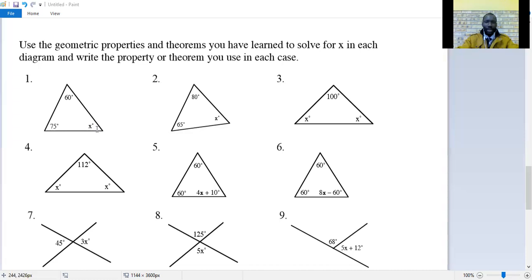So I decided to make a really quick video so that we can discuss these first three questions, and you see how you can use the knowledge to help you discuss these next three questions. We use the fact that the interior angles of a triangle add up to 180 degrees. What that means is that when you add 60 to 75 and to X, you must get 180 degrees.